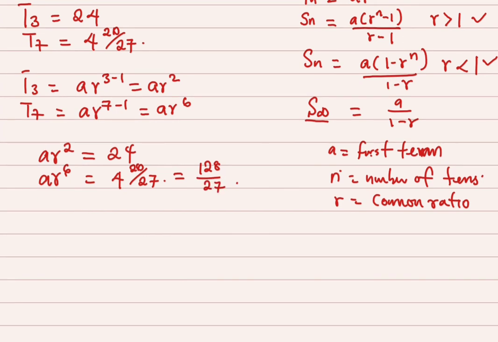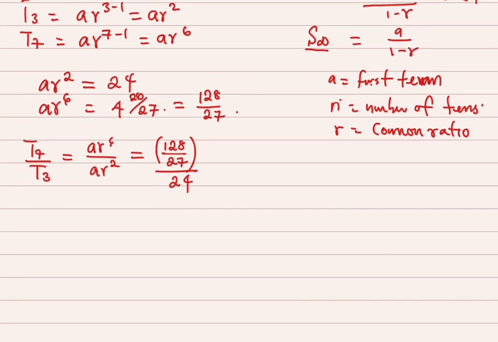Now, by ratio, I want to do T7 over T3, just because I want to get our common ratio. It's the same thing as saying ar⁶ over ar², which equals 128/27 all over 24. The a cancels the a, and by the time you divide the r's, you have r^(6-2), which is r⁴. From the knowledge of your indices, take note of that.